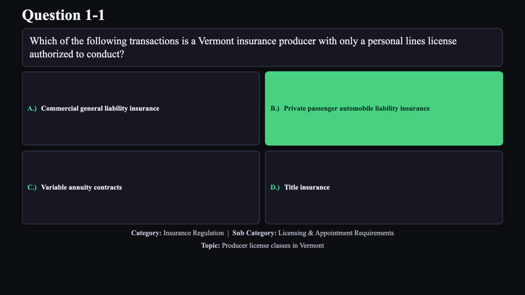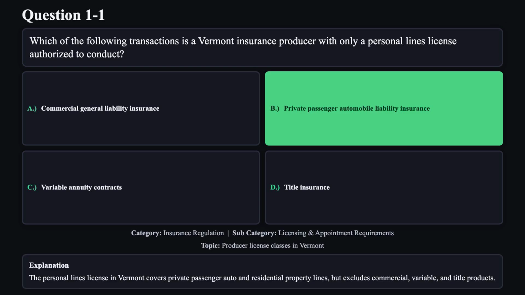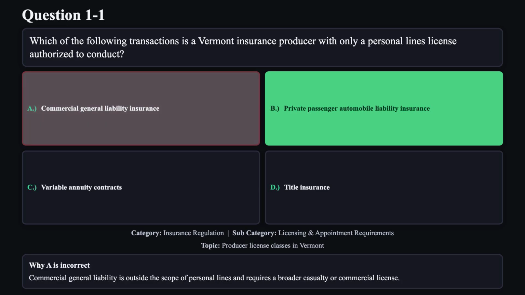The correct answer is B. The personal lines license in Vermont covers private passenger auto and residential property lines, but excludes commercial, variable, and title products. Reason A is not correct. Commercial general liability is outside the scope of personal lines and requires a broader casualty or commercial license.